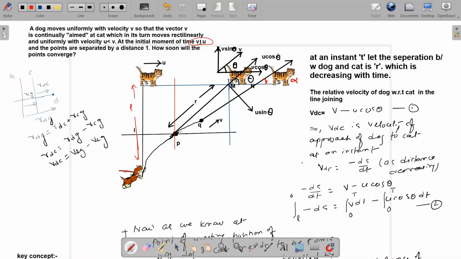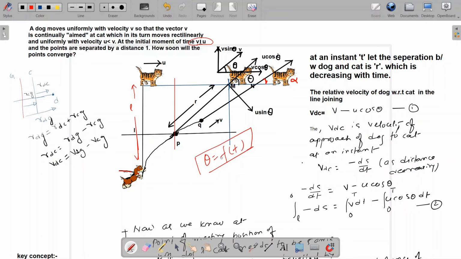Now, suppose this is the point P at a particular time T, and this is the point M, the position of the cat at particular time T. And the distance between these two points is R. We know that this R will be continuously decreasing with each passing time. Suppose the velocity vector of the dog is making an angle theta. It will be different after some time. So this theta is also time dependent, right? This theta is also a function of time, so theta will be continuously changing.